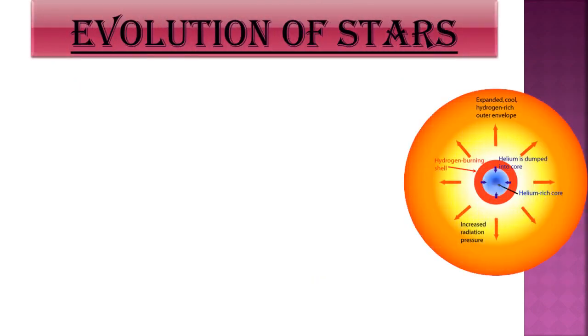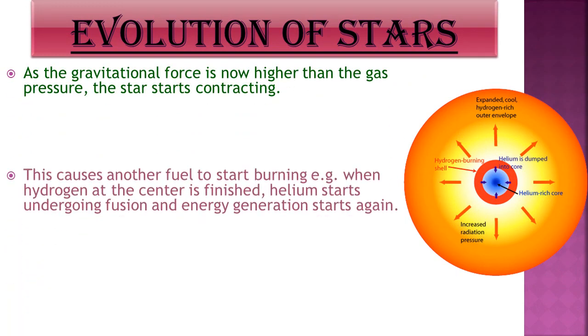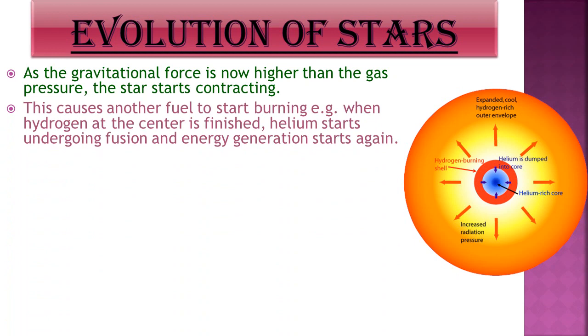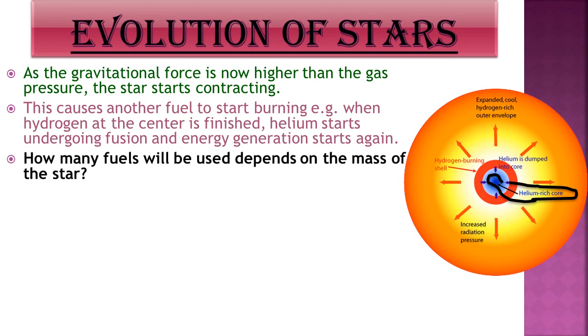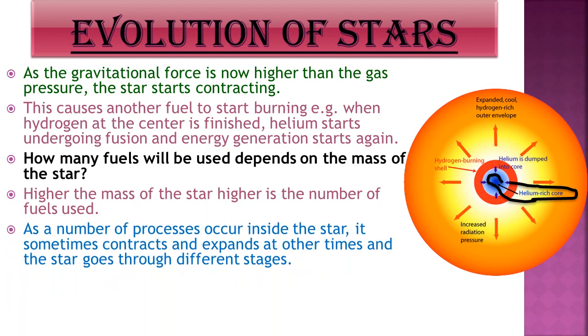As the gravitational force is now higher than the gas pressure, the star starts contracting, and this causes another fuel to start burning. For example, when hydrogen at the center is finished, helium starts undergoing fusion and energy generation starts again with the help of helium gas. And here one question is there: how many fuels will be used depends on the mass of the star. The higher the mass of the star, the higher is the number of fuels used, and during this a lot of changes occur in the star. As a number of processes occur inside the star, it sometimes contracts and expands, and the star goes through different stages.